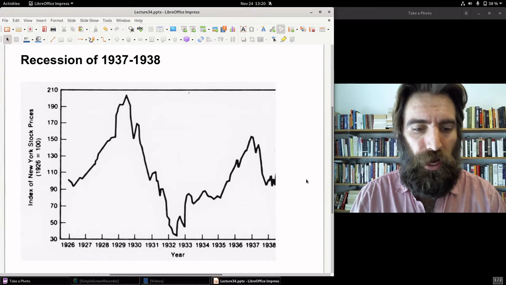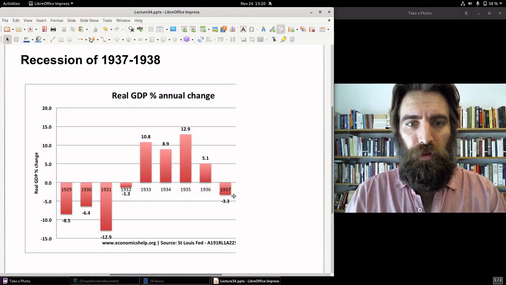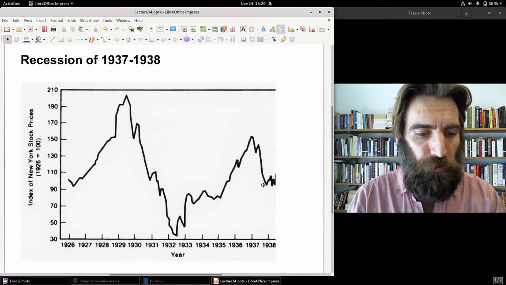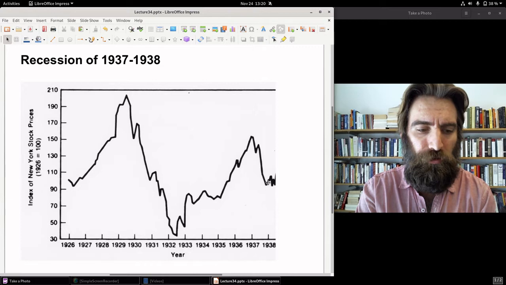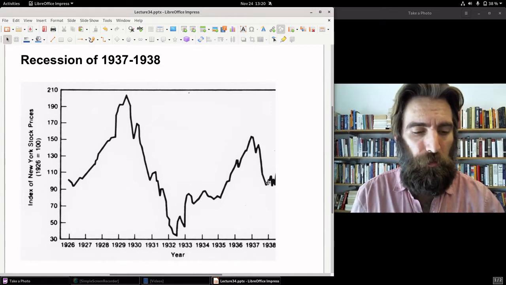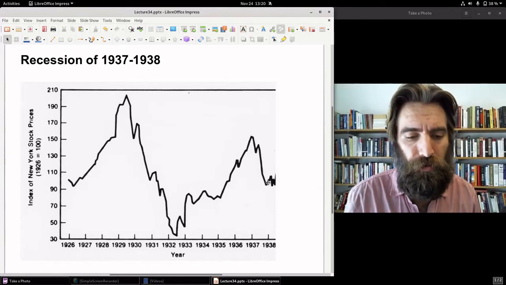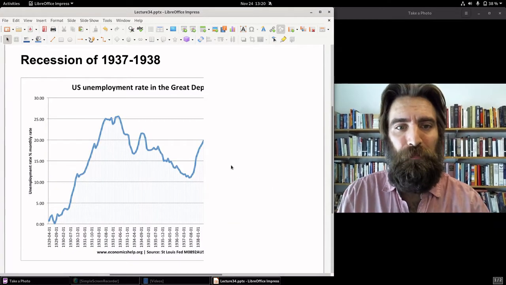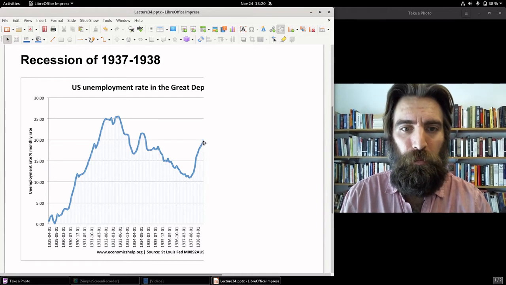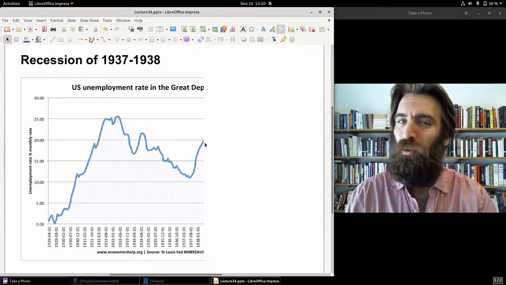In 1938, the recession lasted 13 months. Manufacturing output fell by 37%. 37% fall in manufacturing output. Personal income in the United States fell 15%. And then look at that, unemployment. Unemployment by the beginning of the year 1938 was right back up to 20%.